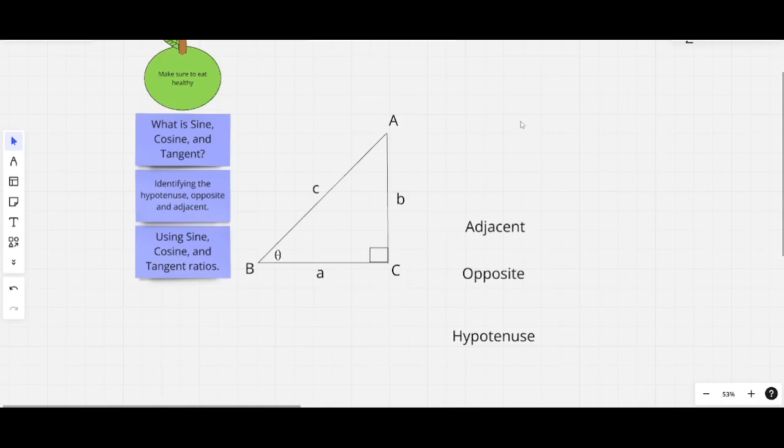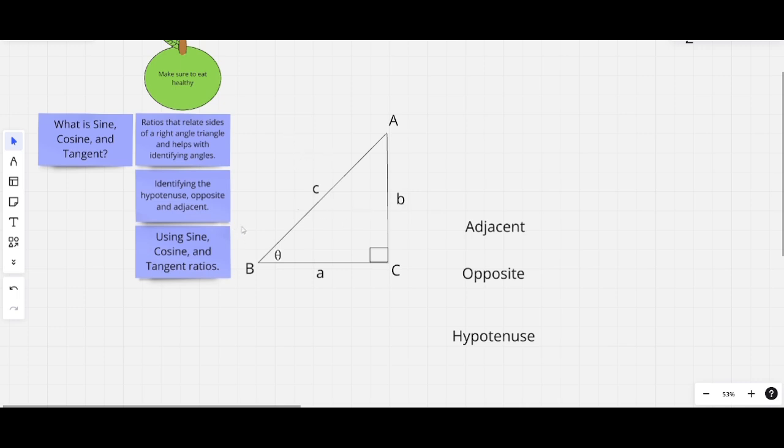Hello everyone, this is Back to Basics, and today we'll be covering sine, cosine, and tangent ratios. So what exactly are sine, cosine, and tangent? Well, they are ratios that relate the sides of a right angle triangle and help with identifying its angles.